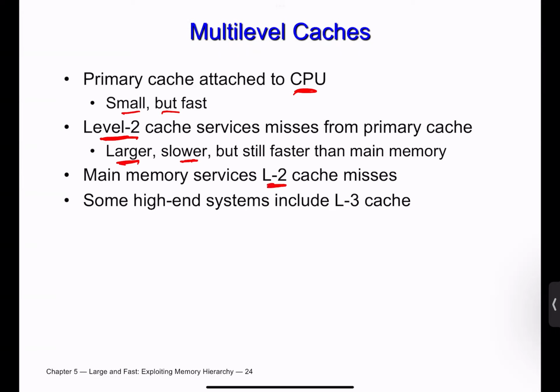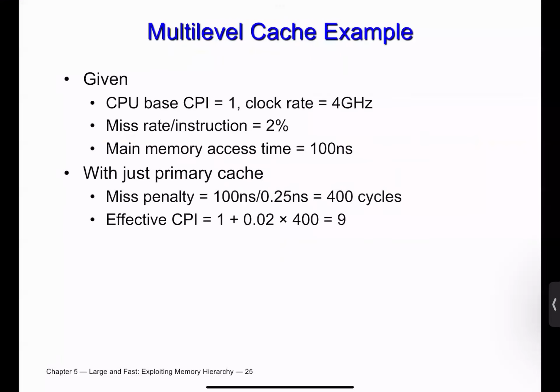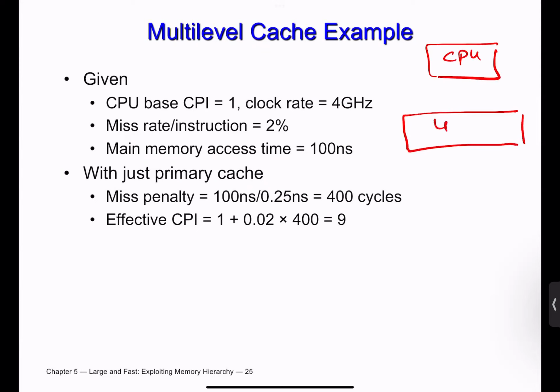Then the L2 cache misses will be handled from the main memory. So if I miss anything in the L2 cache, I have to go to the main memory. Some even high-end systems include an L3 cache. Let's take this interesting example. Assume I have a CPU, an L1 cache, and a main memory.